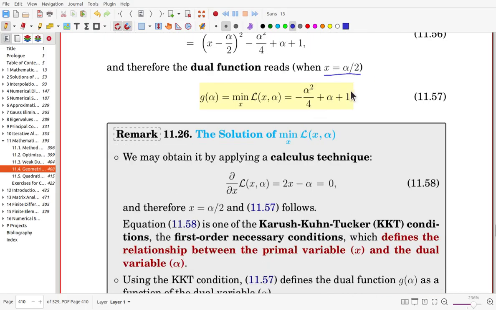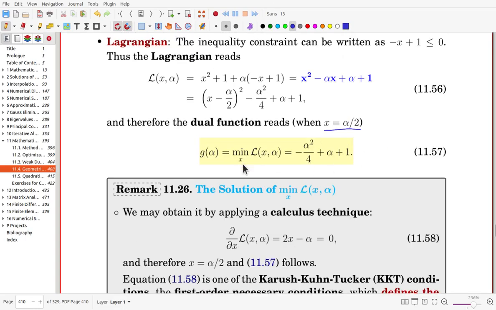Of course, this can also be obtained through the calculus technique. The Lagrangian is differentiated with respect to x, because the dual function is the minimization over the Lagrangian. We set the derivative to 0, so 2x minus alpha equals 0. Solving this equation, we get x is alpha over 2. That is exactly this one, and now we can get the Lagrange dual function in this way.